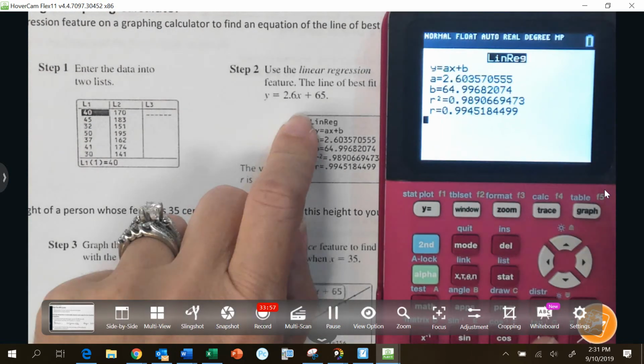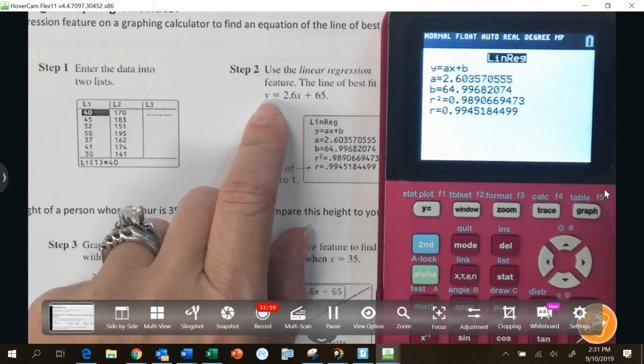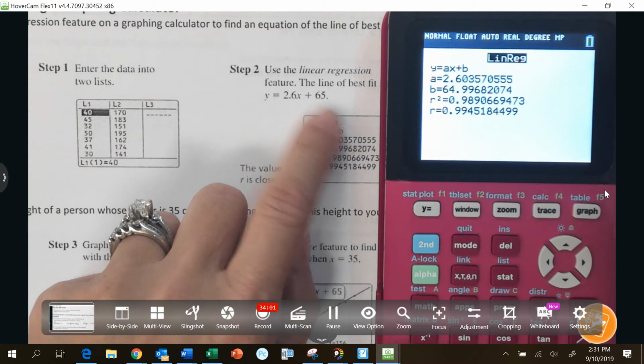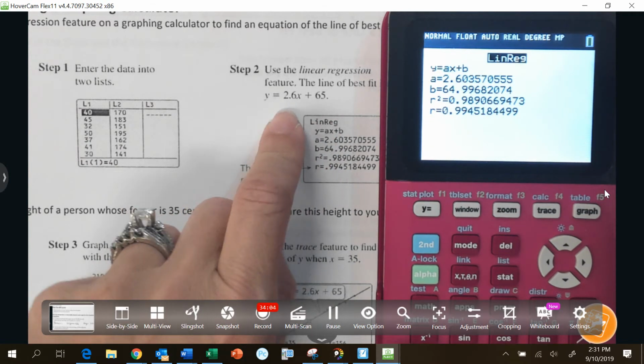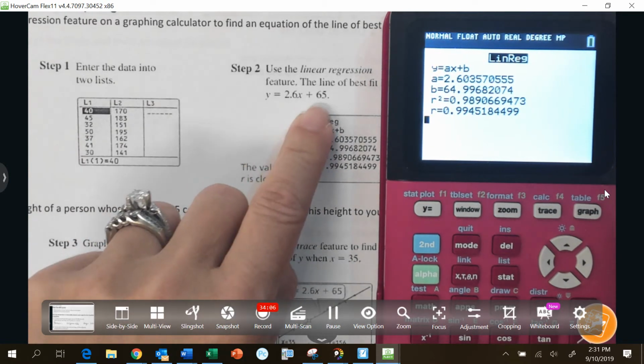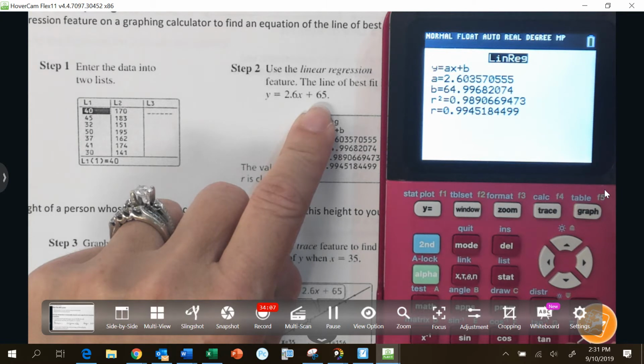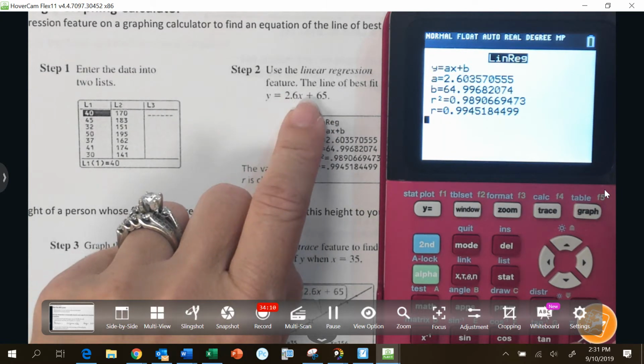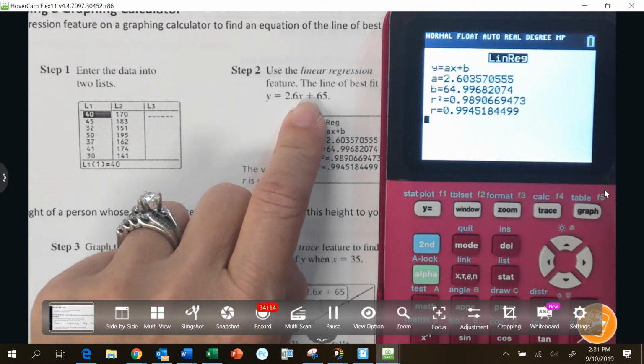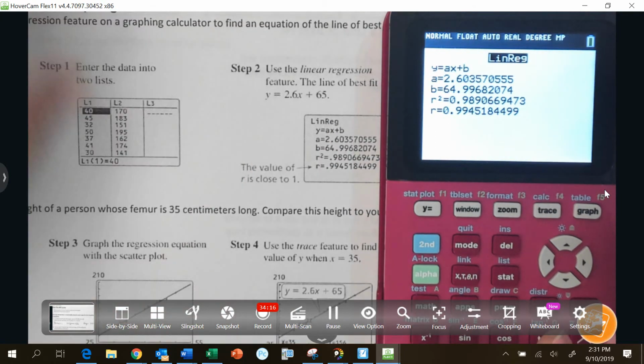You don't have to write it down because it is written right here. The equation of the line is y equals 2.6x plus 65. So 2.6 would be the slope, and 65 would be the y-intercept. And in your assignment, you're going to have to interpret that meaning. That's why we're making a video.